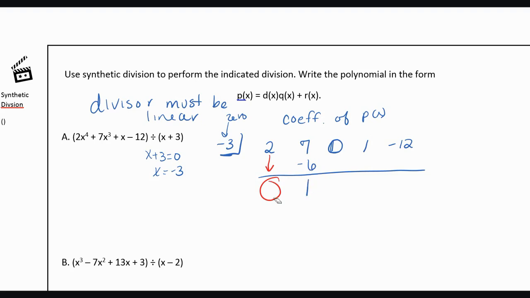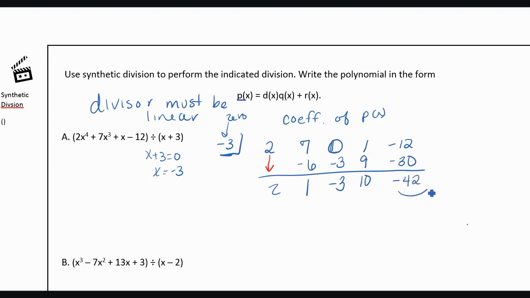And now we repeat that. So we do 1 times negative 3 is negative 3. Add going down, negative 3. Now we're going to take this negative 3 here, multiply by the negative 3 in the box, gives us 9. So we put that under the 1. 1 plus 9 is 10. 10 times negative 3 is negative 30. Add going down, we would get negative 42.